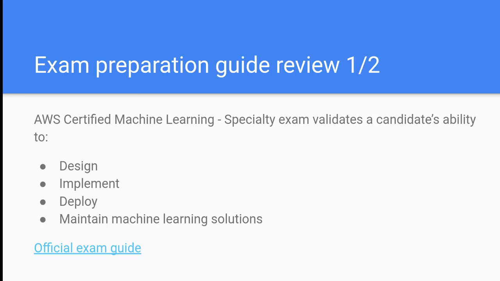So let's start by defining what the objective of AWS Certified Machine Learning Specialty Exam is. The AWS Certified Machine Learning Specialty Exam validates a candidate's ability to design, implement, deploy, maintain machine learning solutions on AWS platform. We're going to look at the official exam guide shortly to see the different domains that are included in the exam to validate the candidate's ability.